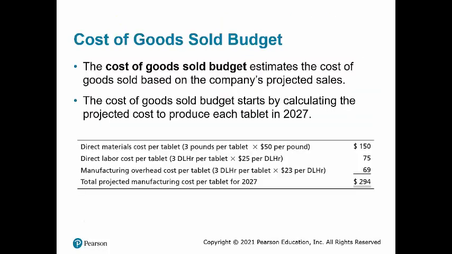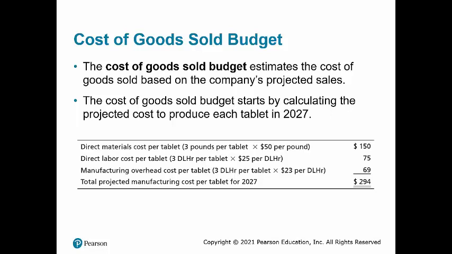So now that we have finished the direct materials, direct labor, and manufacturing overhead budgets, we can complete the cost of goods sold budget. The first thing we need to do is calculate the total projected manufacturing cost per tablet for 2027. If you remember from the direct materials budget, it takes 3 pounds of direct materials for each tablet. The cost of each pound is $50.